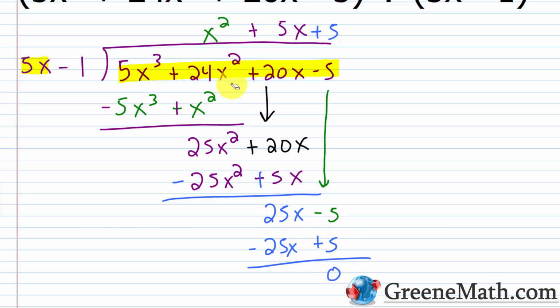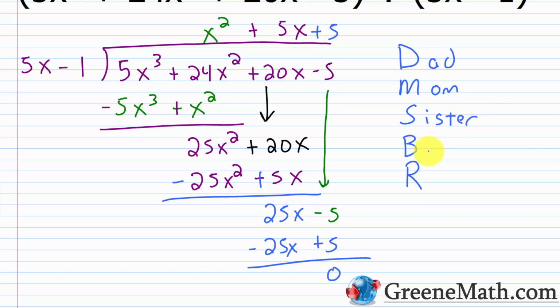Now, I want to take a moment and go back through the steps with you. If you have a piece of paper and a pen, I want you to write down this acronym. So you have D, M, S, B, R. Okay, DMSBR. Some of you will remember this from elementary school. A lot of people will say dad, mom, sister, brother, and then rover. So this obviously is just a way to remember the DMSBR.